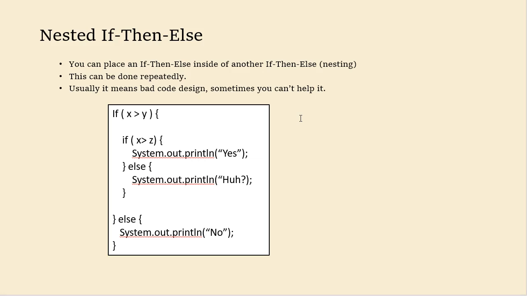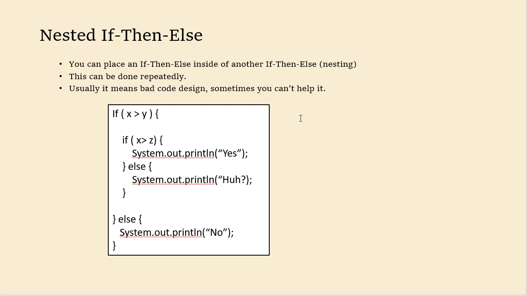Okay, we can nest these things. By nesting, we mean we place one inside the other, so you can have if-then-else statements inside of if-then-else statements. In theory, you can go arbitrarily deep. If you're going more than 3 deep, you're probably just writing lousy code, so you might want to rethink your design.